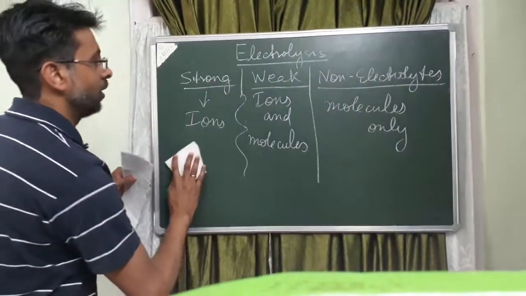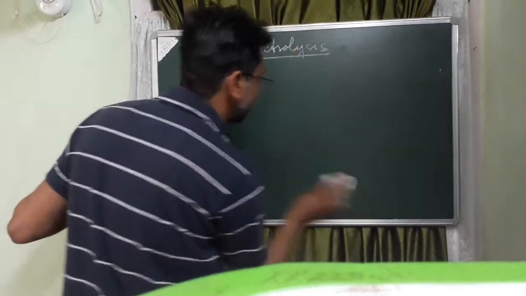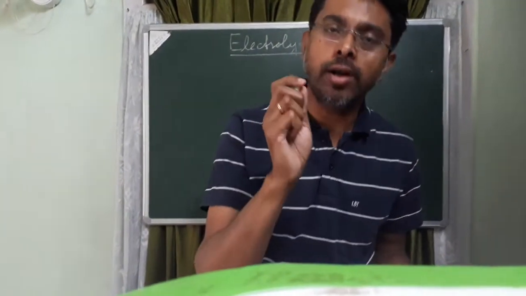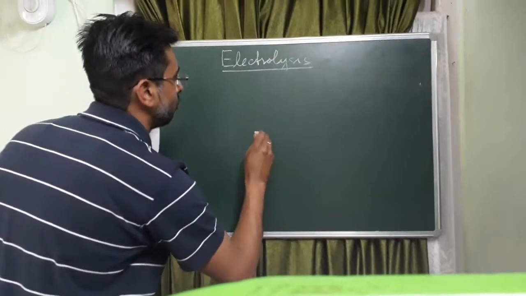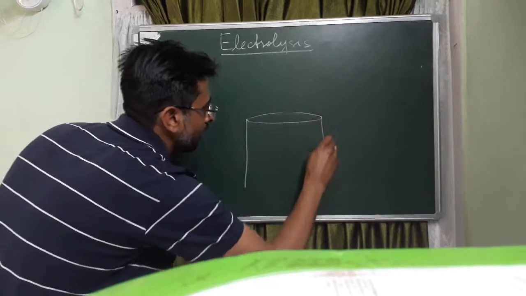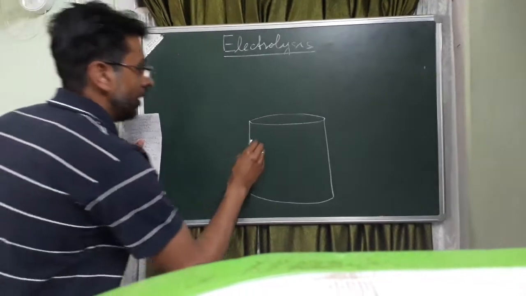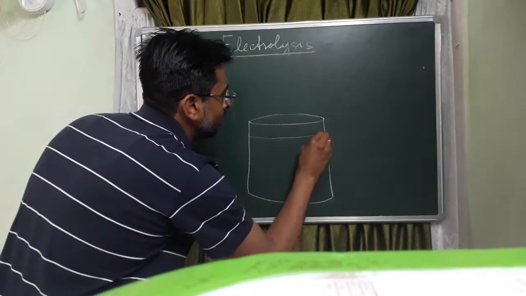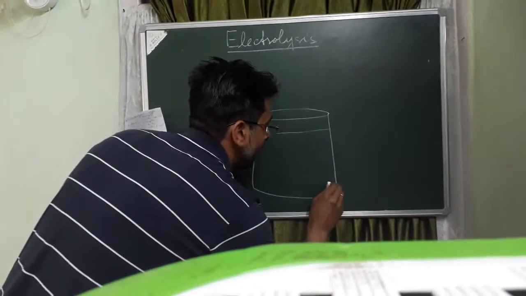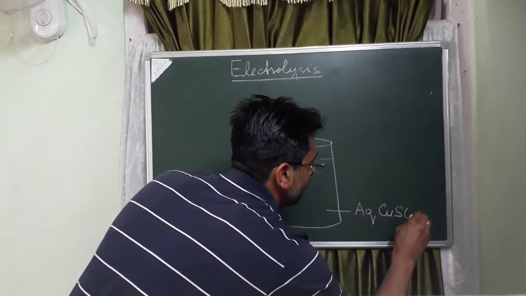Next, I would like to discuss what is an electrolytic cell. This I am going to explain you by drawing a small diagram. Look at this diagram now, all of you. There is a container like this. In this container, I take a solution of an ionic compound. Let me take aqueous copper sulfate solution.